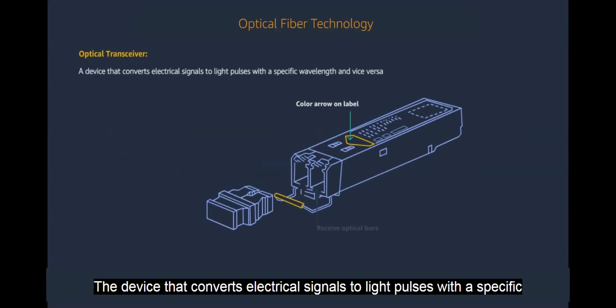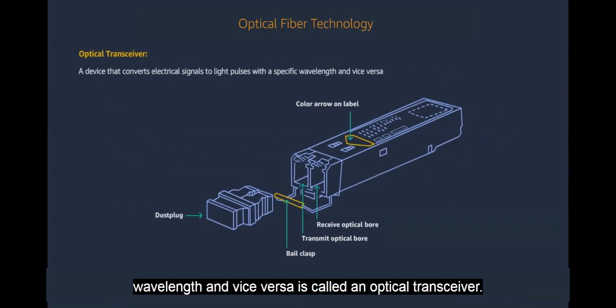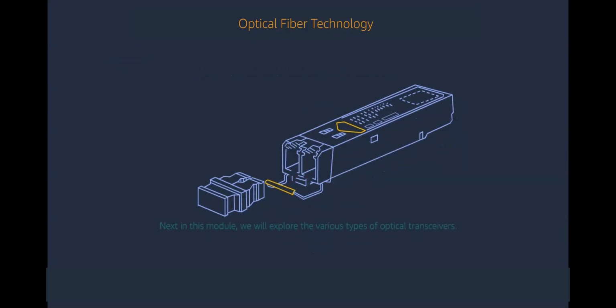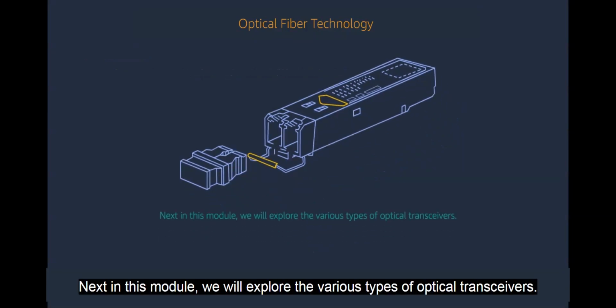The device that converts electrical signals to light pulses with a specific wavelength and vice versa is called an optical transceiver. Next, in this module, we will explore the various types of optical transceivers.